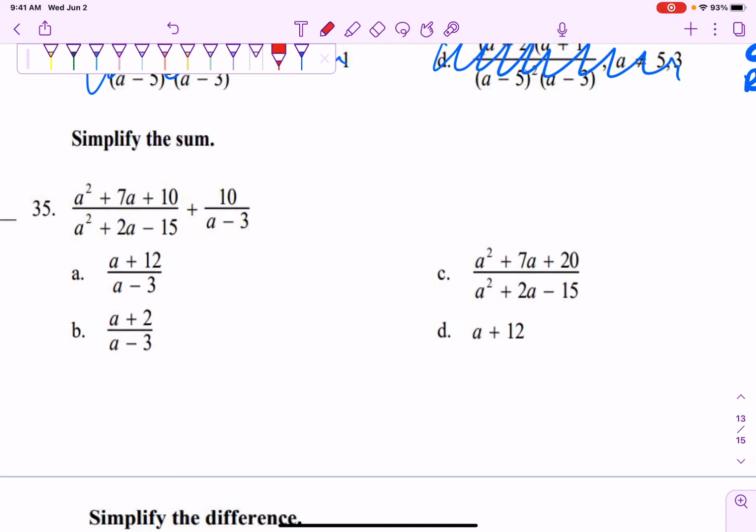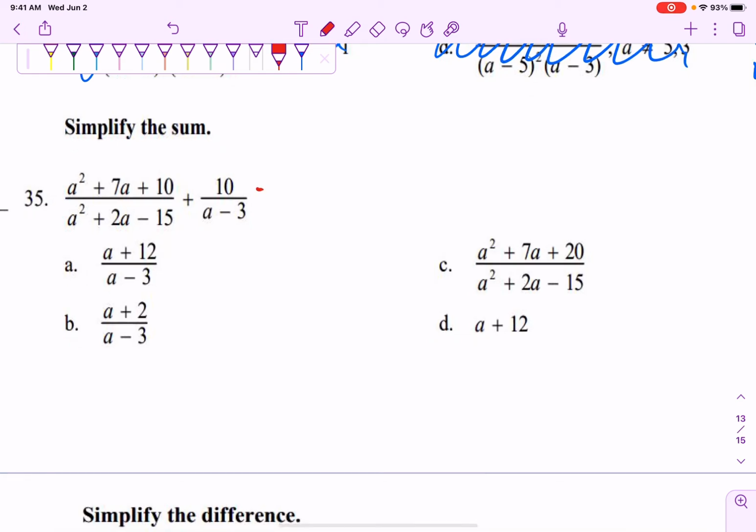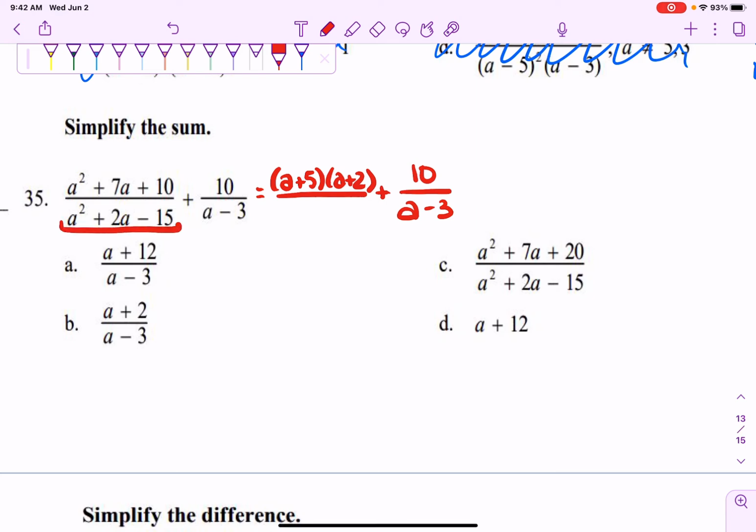Okay, next one, identify the sum. Now, if I look at this, I can tell right now there's nothing to factor here, but I've got a whole lot I could factor in those two. So before we do anything, let's factor them. I know the second fraction's not going to change, but the first one will. So the top of that, a squared plus 7a plus 10, would factor into a plus 5 and a plus 2. This one down here, a squared plus 2a minus 15, would factor into a plus 5 and a minus 3. So if you look at that, these two pieces match and we can cancel them.